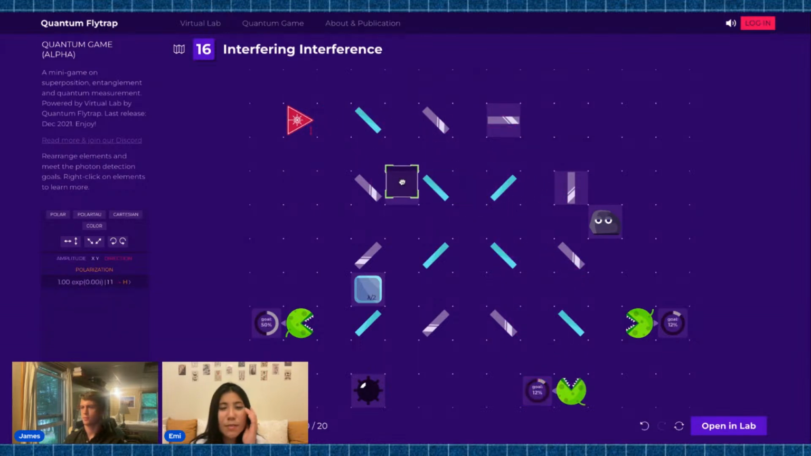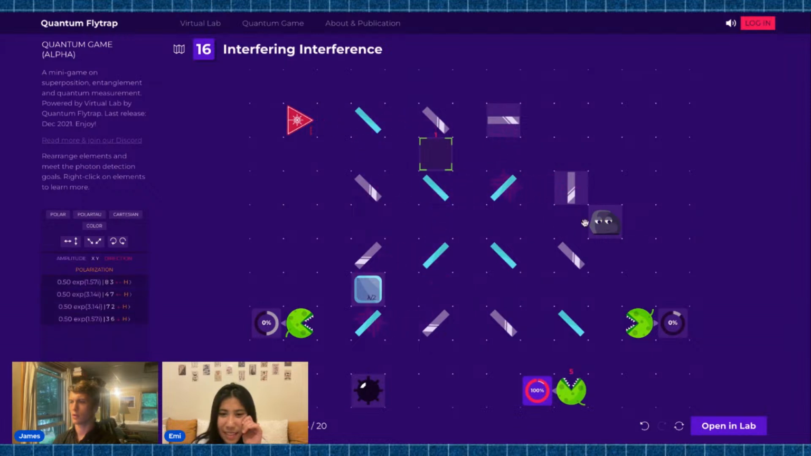But we need something to be able to move our photons towards the left-hand side. No? Yeah. Otherwise, how would we get our photons to the left-hand side? This is harder than I would have thought. Or maybe we are not thinking.